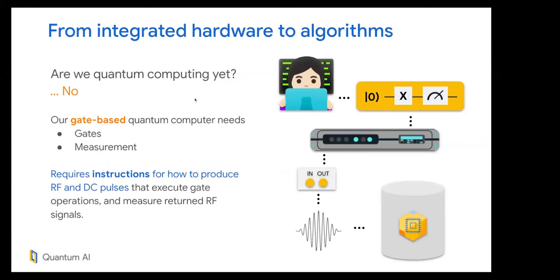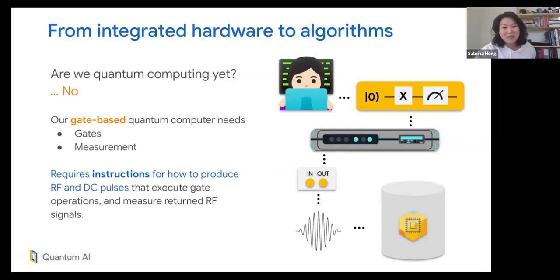Okay, so now we have all this hardware, we have this full system. Am I going to be able to run Shor's algorithm? Are we quantum computing yet? And the answer is no. So again, in that DiVincenzo criteria, you need a universal gate set. And so our gate-based quantum computer needs two things, gates and measurement, which sounds fairly obvious.